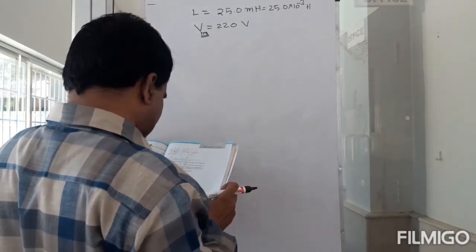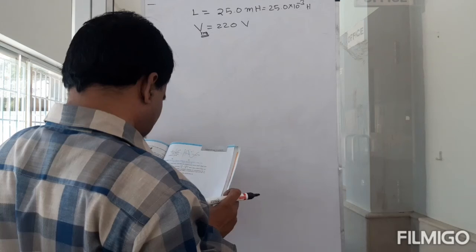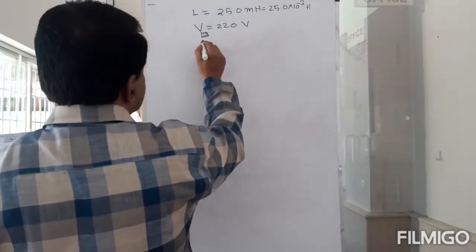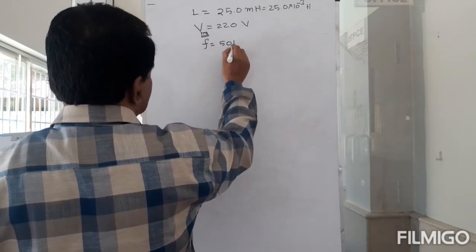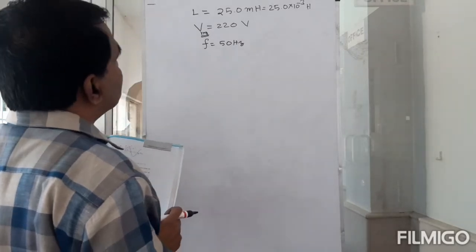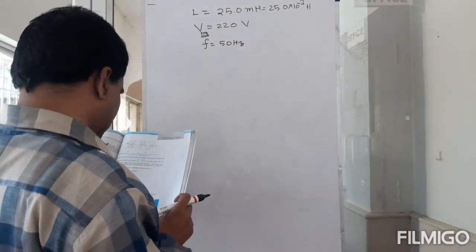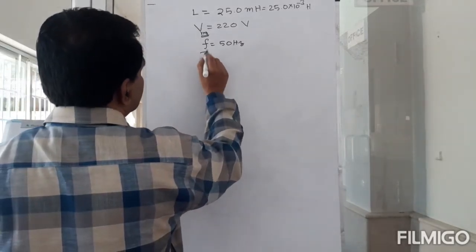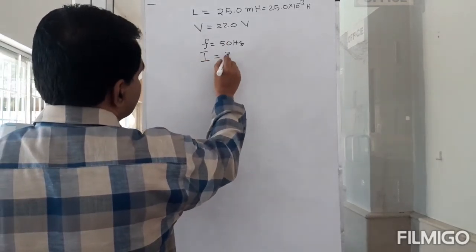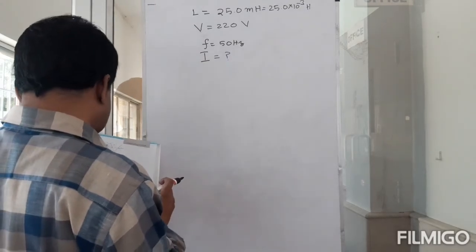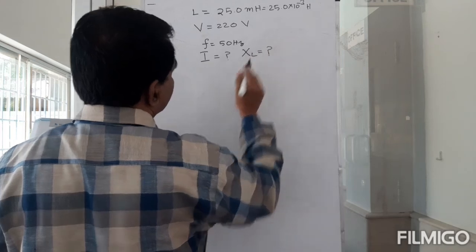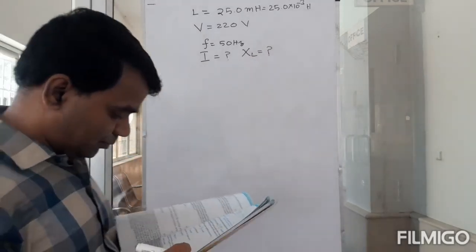And find the inductive reactance and RMS current in the circuit if the frequency of the source is 50 Hertz. So the frequency is given as 50 Hertz, the frequency of the AC voltage, and they want you to find IRMS. Inductive reactance, they also asked: XL is what. So this is what they asked you to do.